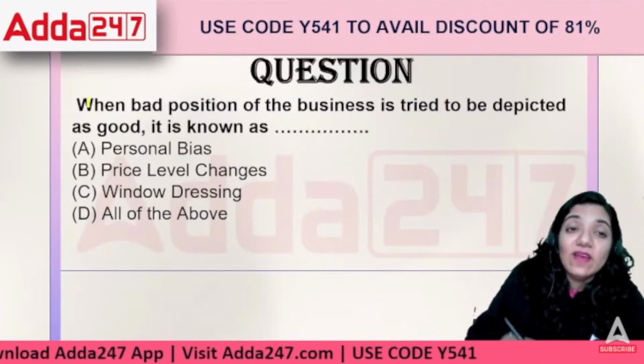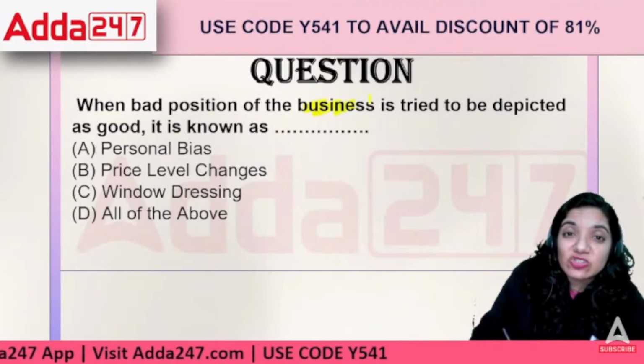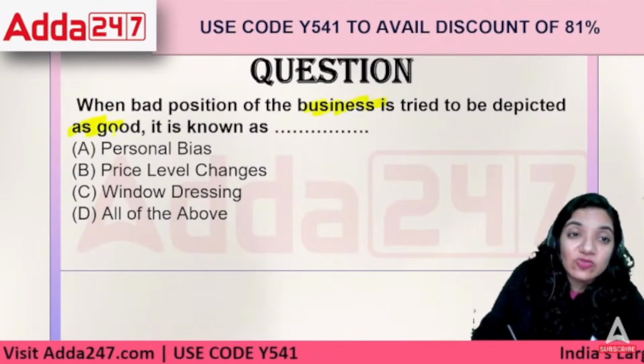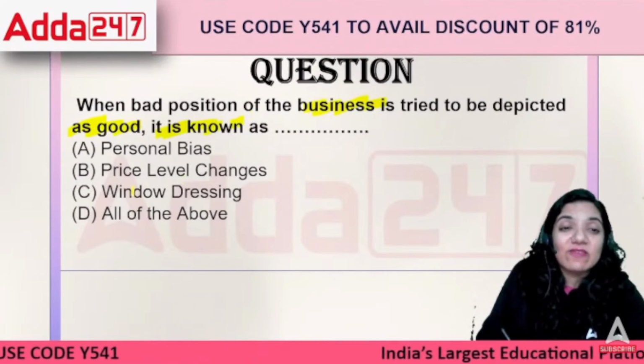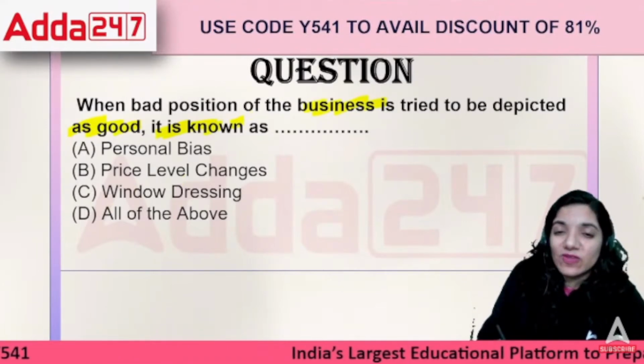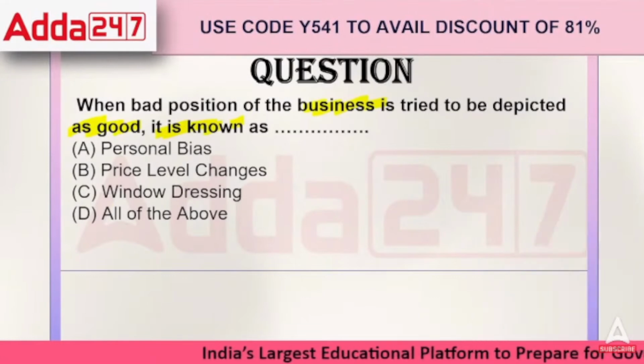Till then, when the bad position of the business is tried to be depicted as good, it is known as, now what is it called? The personal bias, the price level changes, the window dressing, or all of the above. Go ahead, specify the point.